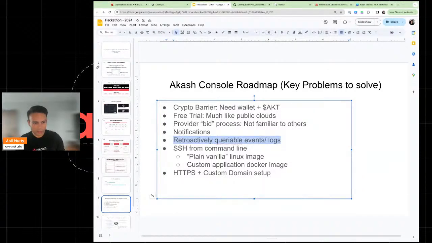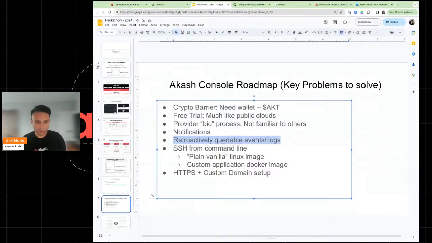The next one here is SSH from command lines. One of the things that people who come from other platforms that are not decentralized want is to be able to get an instance, drop their public SSH keys onto it, and then do whatever they want from their command line. While we have the concept of a lease shell today, what will be really cool is offering a way for people to get access from their own command line and do that very easily. And there are two approaches we think we can take with that.